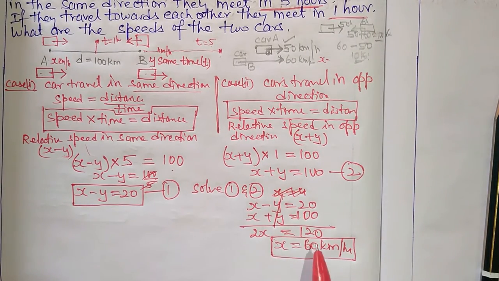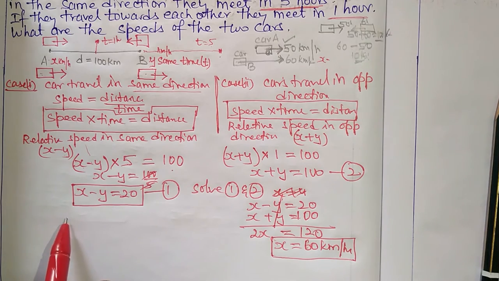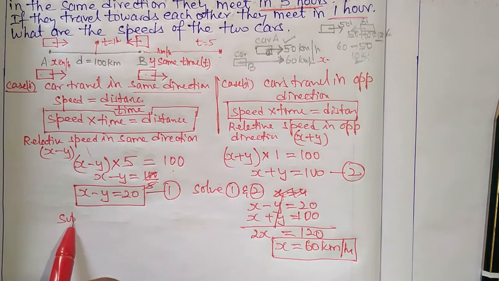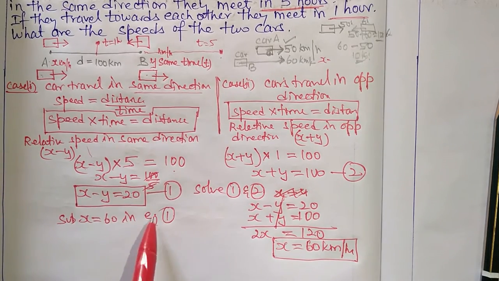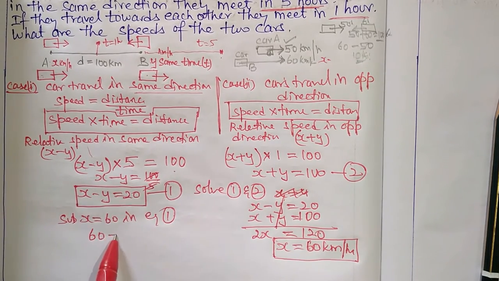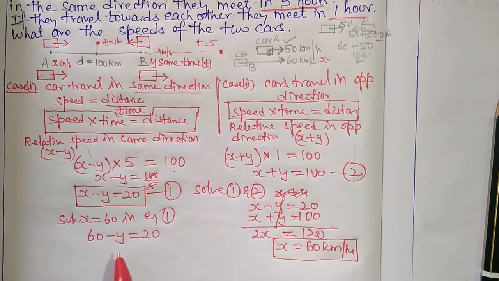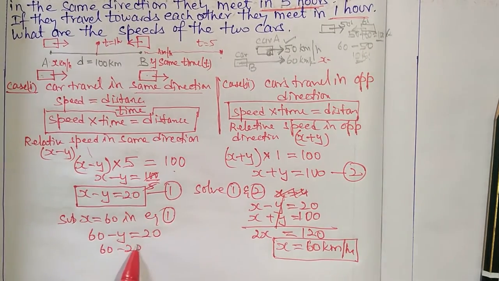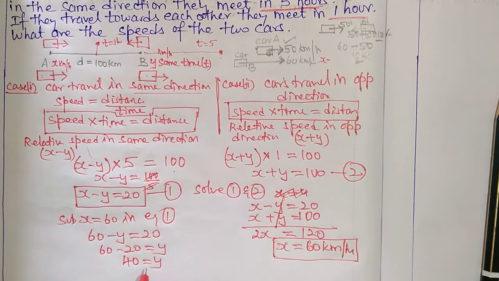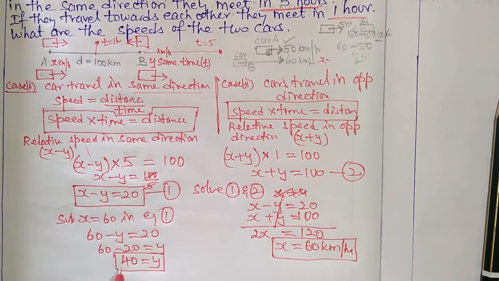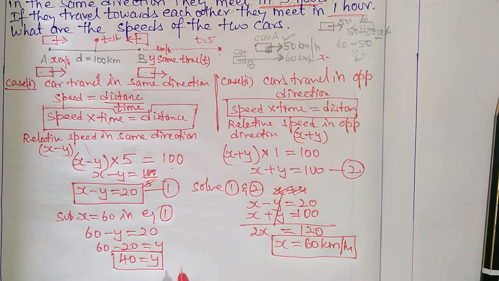Knowing the value of x, I will find the value of y. So substitute x is equal to 60 in equation 1: 60 minus y is equal to 20. So 60 minus 20 is equal to y. So 40 is equal to y. What is y? Y is the speed of the car that starts from B.